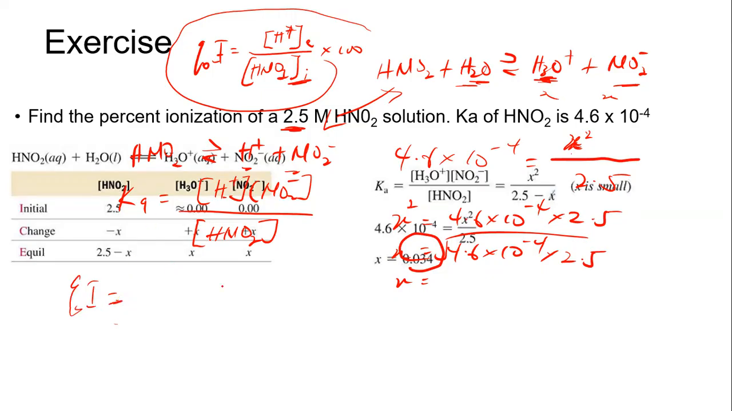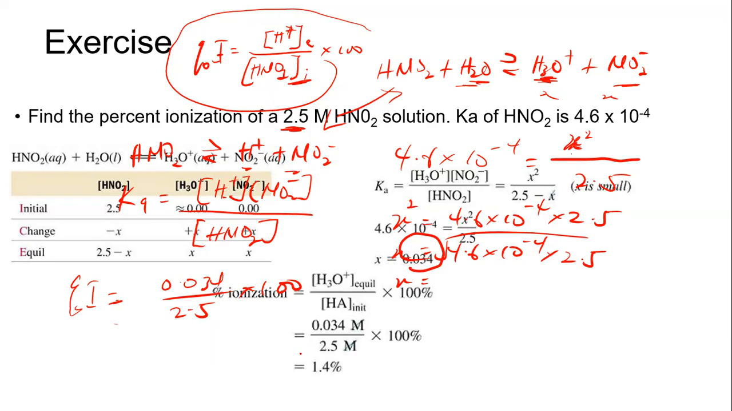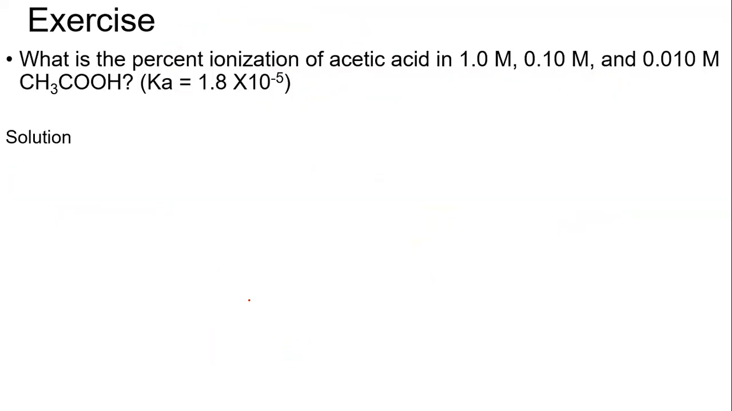The acid is 0.034 all over 2.5 multiplying 100, right? Good. And this will give me my final answer, the 1.4. Now, this process is quite long. We can use a shorter one.